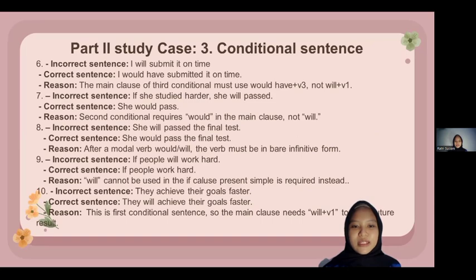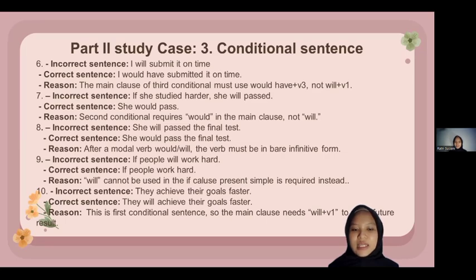Number 7 is: if she studied harder, she will pass. The correct sentence is: she would pass, because the second conditional requires would in the main clause, not will. Number 8 is: she will passed the final exam. The correct sentence is: she will pass the final exam, because after a modal verb, would or will, the verb must be in the infinitive form.